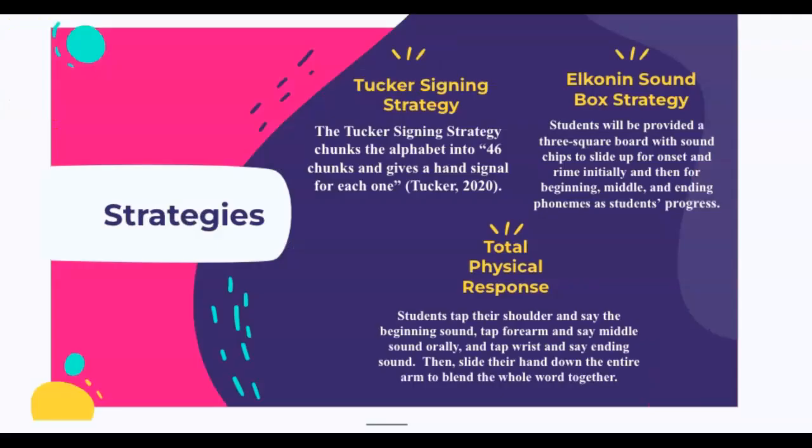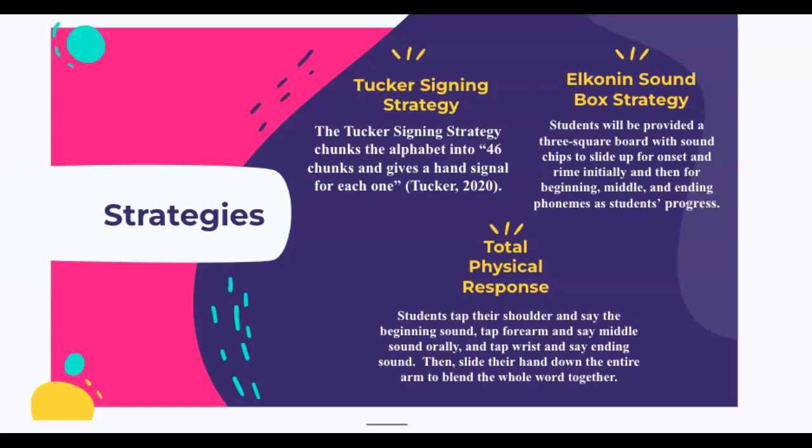What strategies will I be using in the classroom to help them fulfill all of these goals? So I will be using Tucker signing strategy, which is where we chunk the alphabet into 46 chunks and give them a hand signal to use for each one. Elkonin sound box strategy, where students will be provided a 3-square board with sound chips to slide up for, initially they'll be doing onset and rhyme, and then gradually progressing into doing beginning, middle, and ending sound with the chips to assess their knowledge on segmenting and blending the sounds for CVC words.